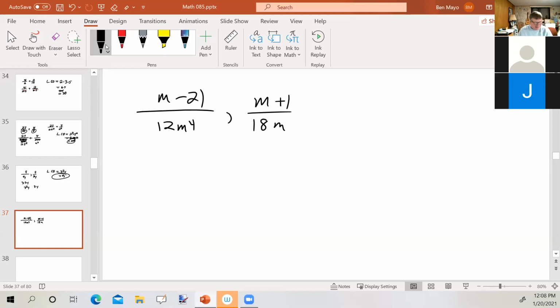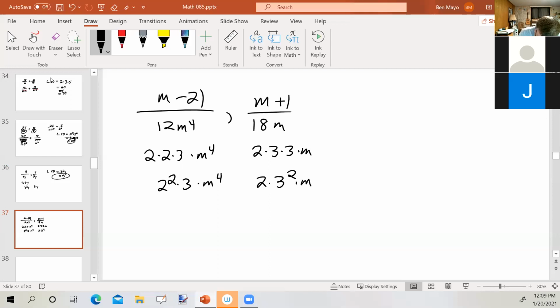All right. So 12m to the 4th would be 2 times 2 times 3 times m to the 4th, or 2 squared times 3 times m to the 4th. Okay. 18m would be 2 times 3 times 3 times m, 2 times 3 squared times m. So far, so good? Yeah.